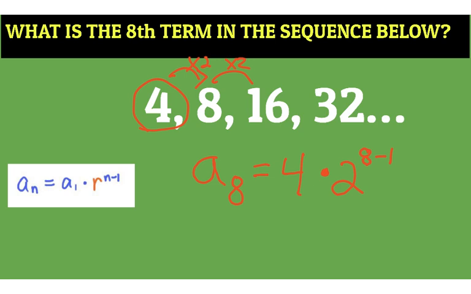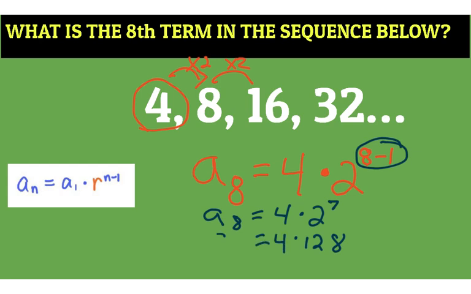Now all I have to do is compute it. And every time I do a step, I'll rewrite the equation or the formula. 4 times 2 to the 7th power now. That's 8 minus 1. Now I have to do 2 to the 7th power, and I believe that is 128. And I'll bring everything down. And last step, I will multiply 4 times 128, which is 512.